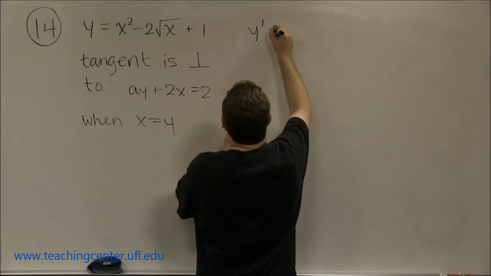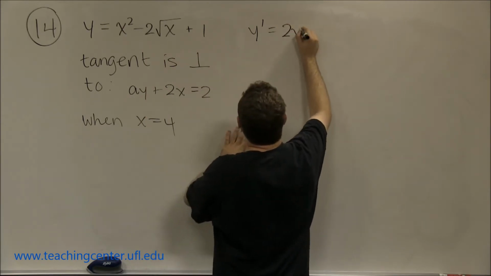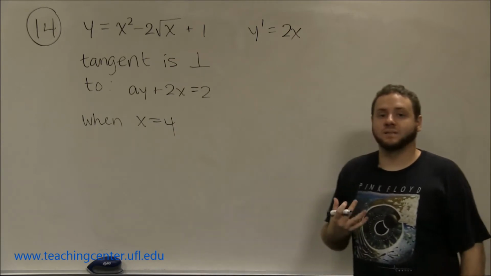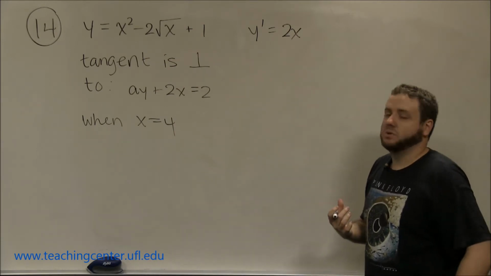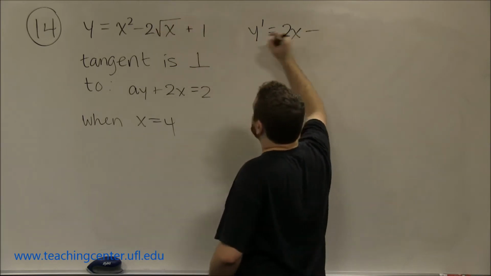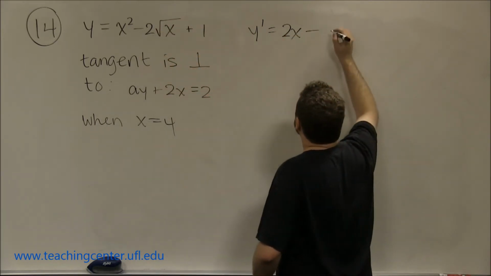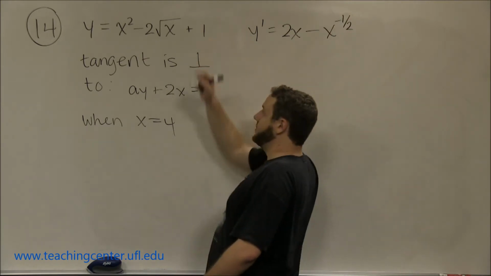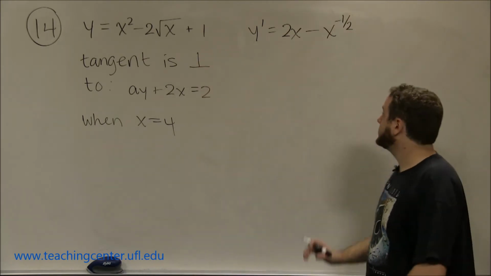Our derivative of this would be 2x. Now let me treat the radical x as a half power. That's x to the 1/2. So when you're doing the power rule, remember that you bring the half down. That would actually cancel out with the 2 to make 1. And then we'd get x to the negative 1/2. The derivative of plus 1 would be 0.